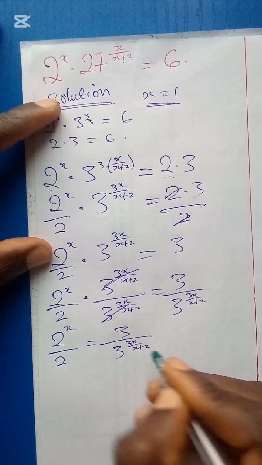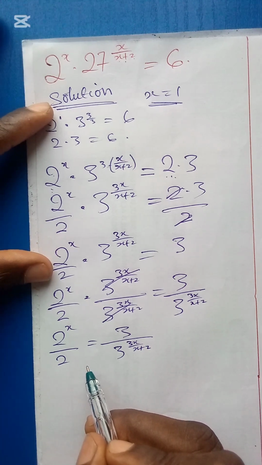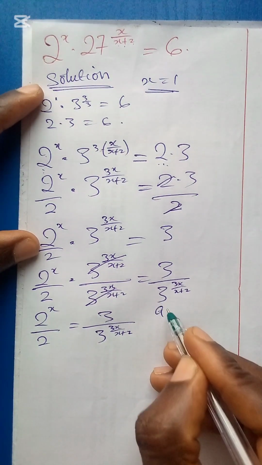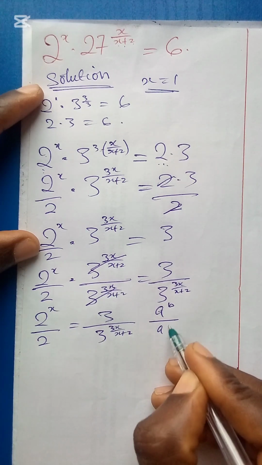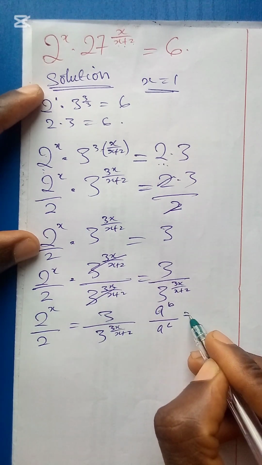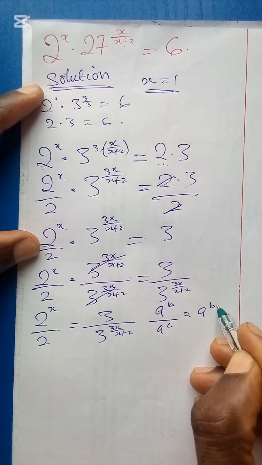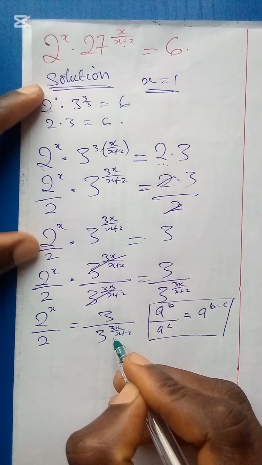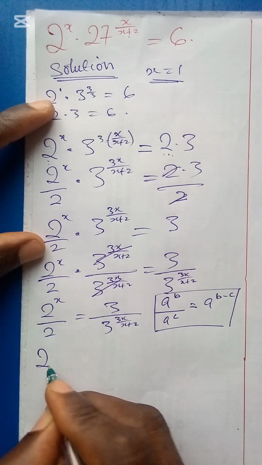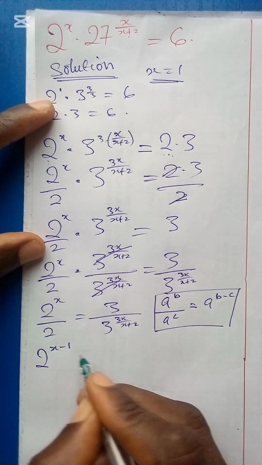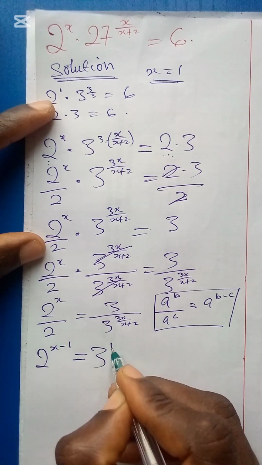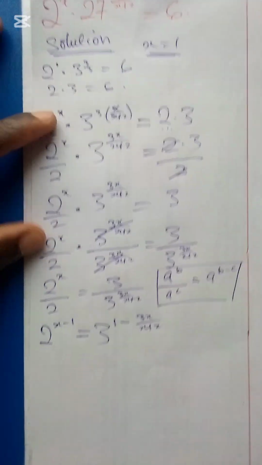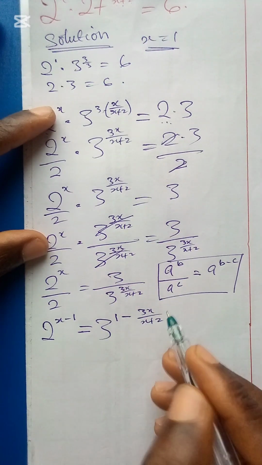Now I need to apply a property in indices, which is the subtraction law. If I have a raised to power b divided by a raised to power c, it is the same thing as a raised to power b minus c. This property will be applied in both cases. So I have here 2 to power x minus 1 is equal to 3 to power 1 minus 3x over x plus 2. Let me convert this into a single fraction.